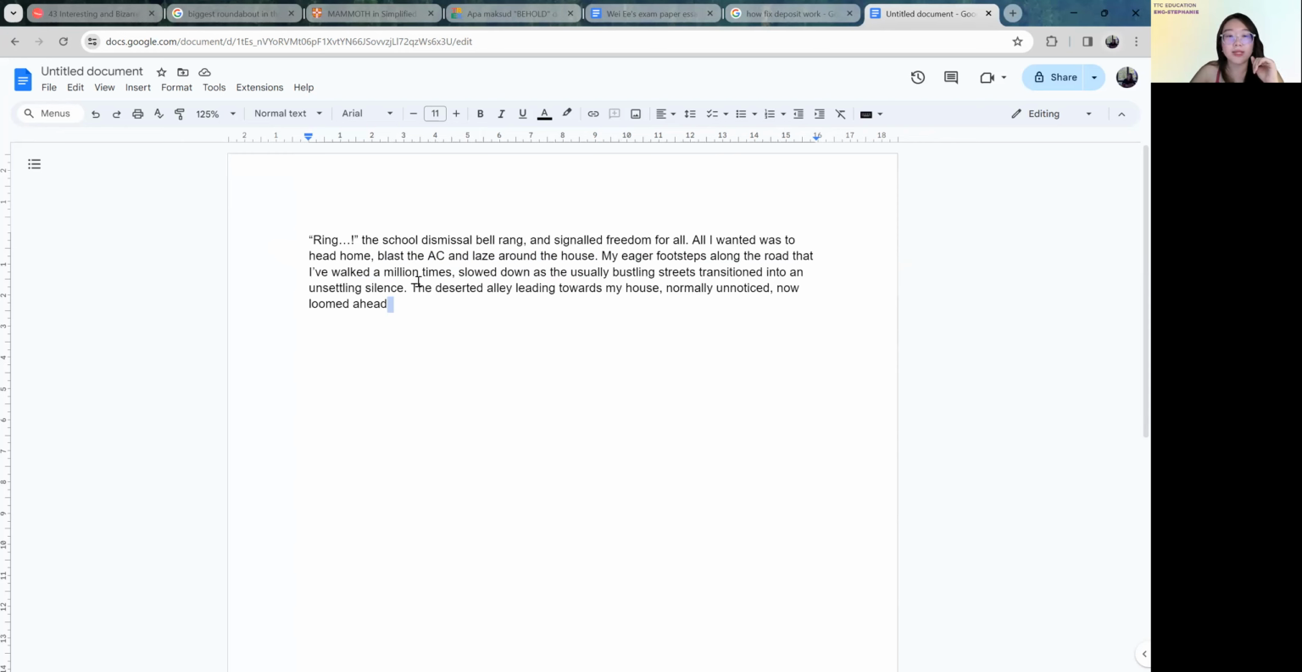Then I want to make it happy, so eager footsteps along the road that I've walked a million times. Suddenly here we change. We have a transition of emotion. What are the places that usually have robberies? When it's too silent and there's no one, maybe a robber will come and find you, right? So the usually bustling streets transition into an unsettling silence. Then the deserted alley, the very empty alley leading towards your house, normally unnoticed, now loomed ahead. Now it's a bit blurry, like you're not sure what's there. You think something is not right, but you're not sure. So this is your foreshadow: usually bustling street, normally unnoticed, loomed ahead.